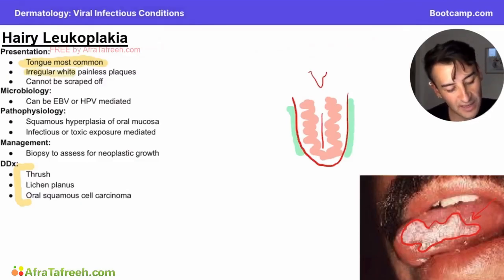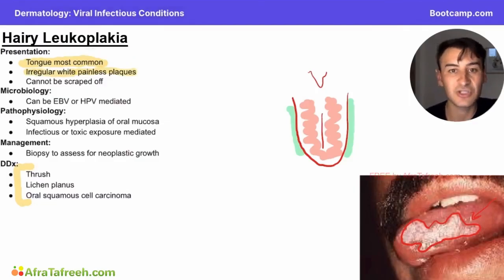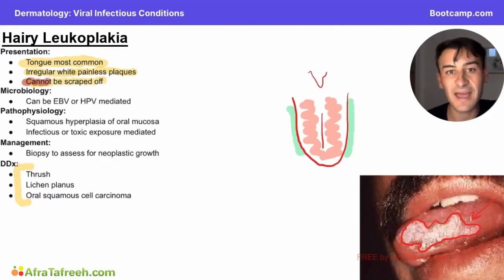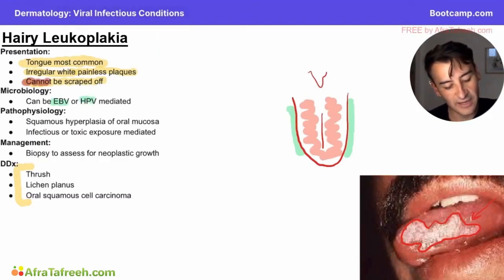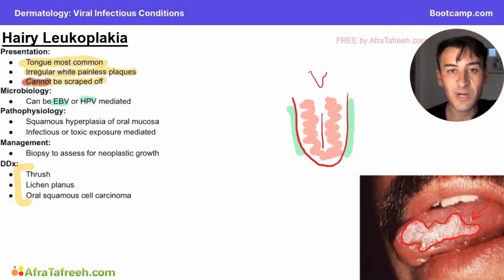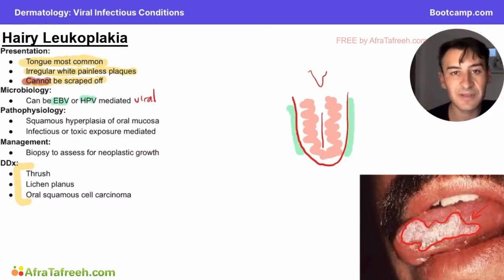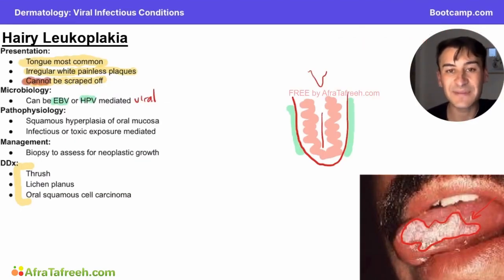It's irregular and white, and it's going to be painless. This is not going to be a painful lesion. This is just going to be something that patients notice perhaps when they're brushing their teeth or flossing and it comes to their attention. And like I said, important high yield fact here is that it cannot be scraped off. When it comes to the microbiology and the etiology of why this happens, it's going to be due to EBV or HPV strains. And this is primarily going to be for our viral mediated hairy leukoplakia, but there are other ways to get hairy leukoplakia besides viruses. So let's kind of talk about some of those next.